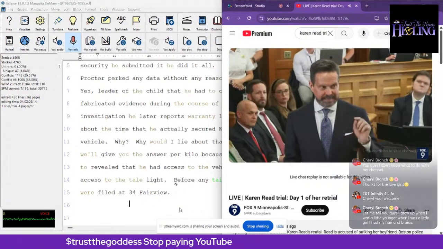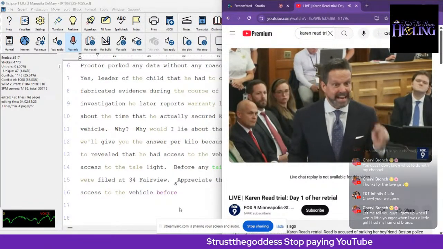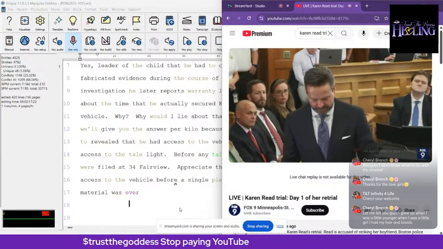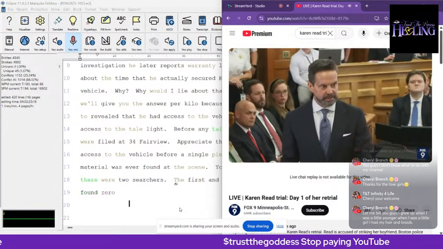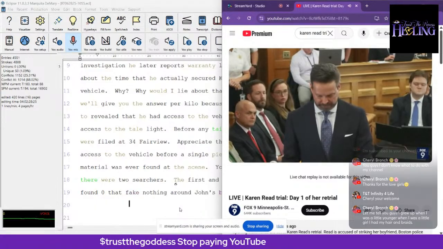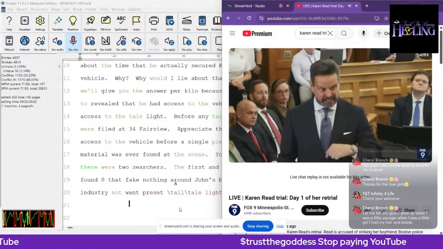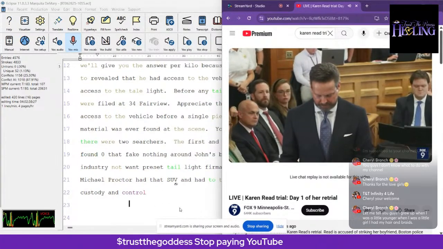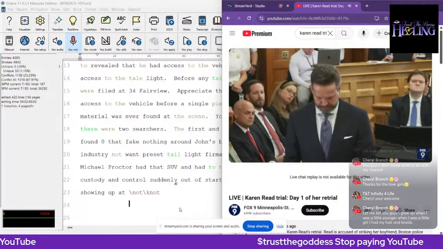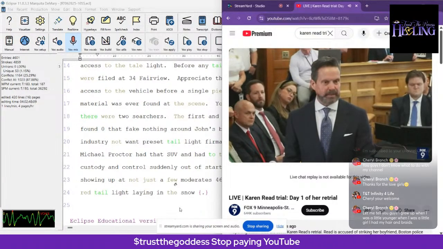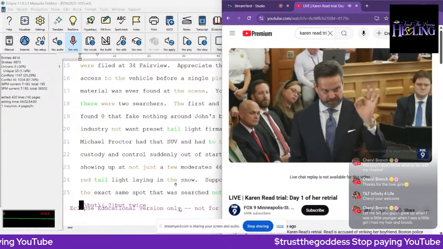Appreciate that. He had access to the vehicle before a single piece of taillight material was ever found at the scene. You'll find that there were 2 searches. The first and second search found 0, nothing. Nothing around John's body, nothing in the street, not one piece of taillight fragment. But once Michael Proctor had that SUV and had the taillight in his custody and control, suddenly items started magically showing up. And not just a few items, 46 pieces of bright red taillight laying in the snow, supposedly found in the exact same spot that was searched not once, but twice by independent officers. It came up with 0.